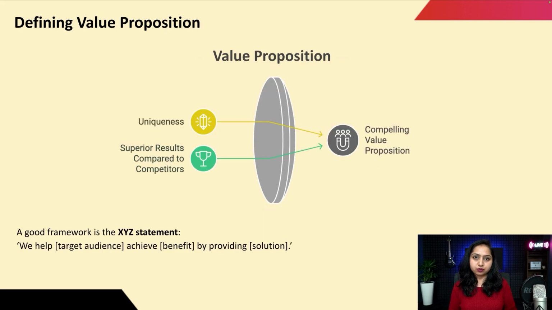Defining value proposition. Value proposition is the key message that tells the customers why they should choose your software. This mainly answers 2 important questions. How is it unique and how is it better compared to the competitive apps? A good framework is the XYZ statement. We help target audience achieve benefit by providing the solution.